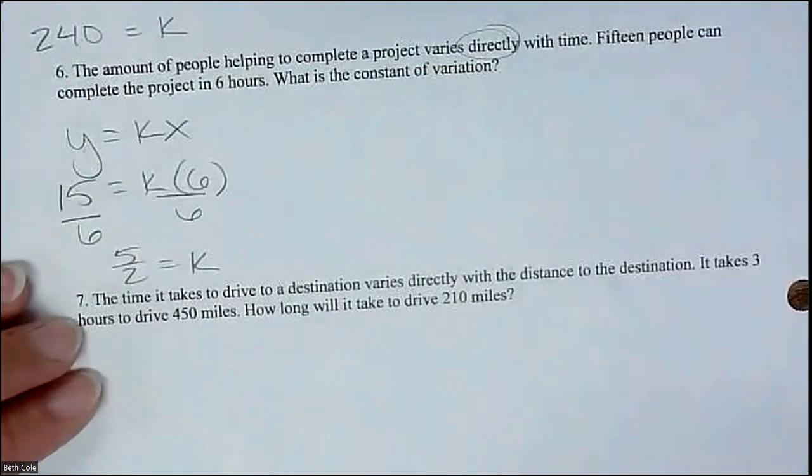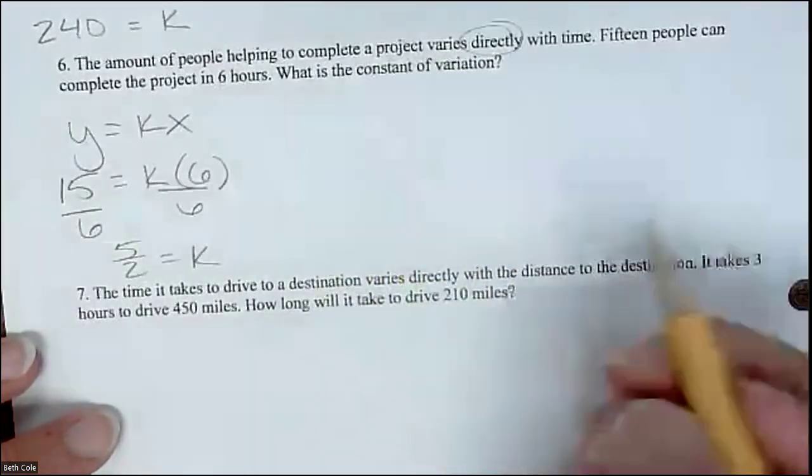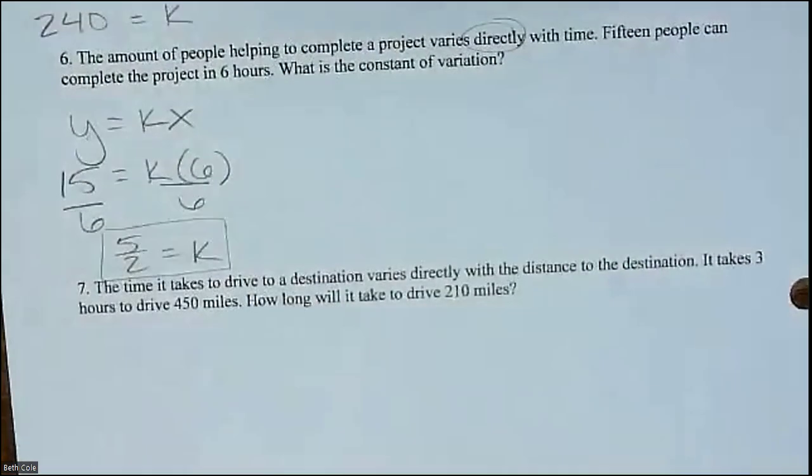And I think that's actually all it asked for. Yeah, see, it says, what is the constant of variation? That's your answer. You don't even have to do anything else. It just found K, that was it.